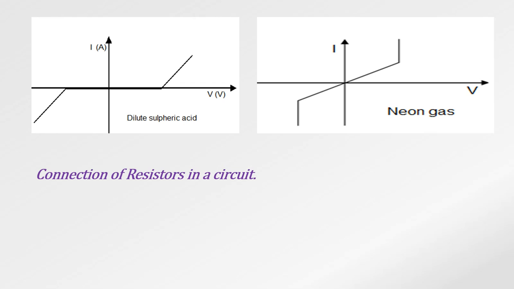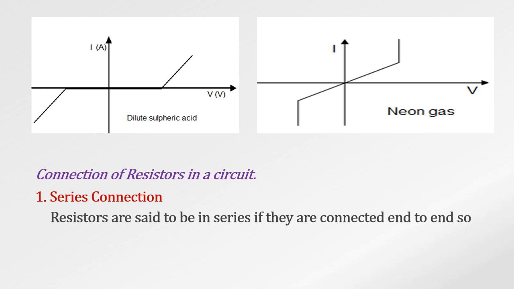Connection of resistors in a circuit. How are resistors connected in a circuit? We don't just throw them there, or connect them anyhow. There are two ways in which resistors are connected. The first one is what we call a series connection.